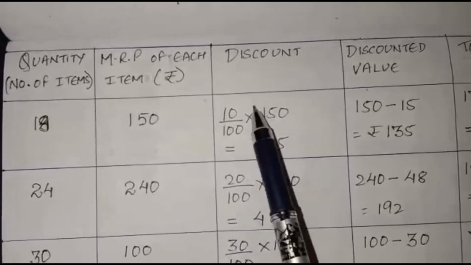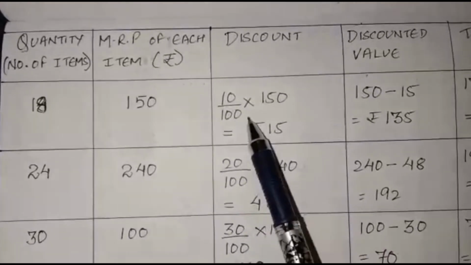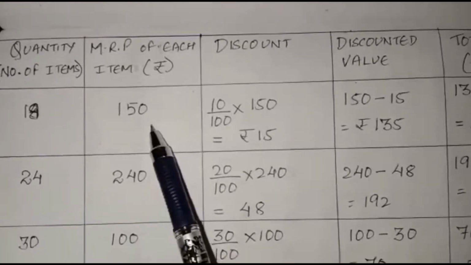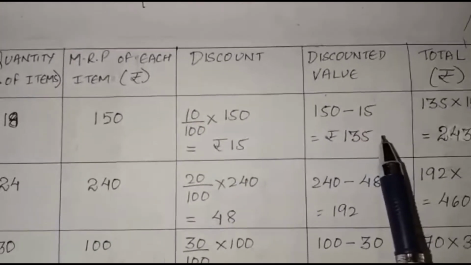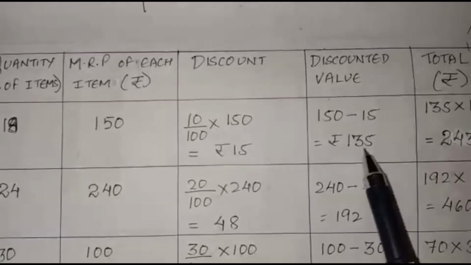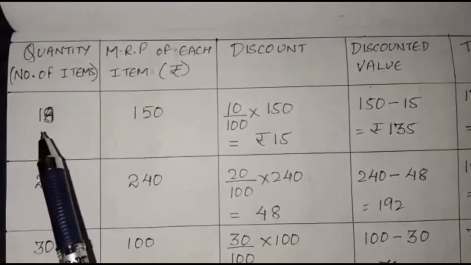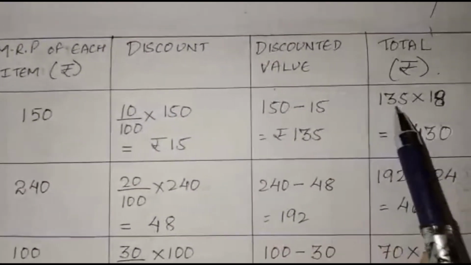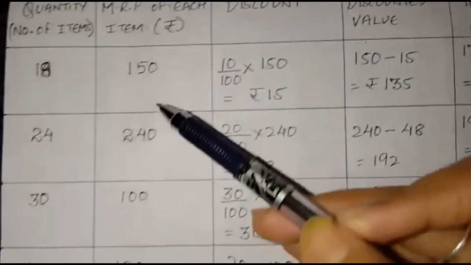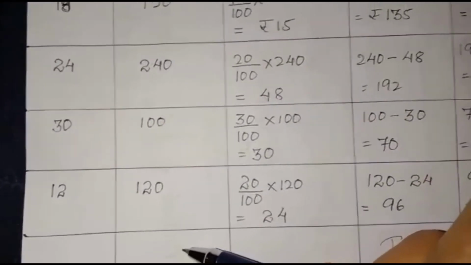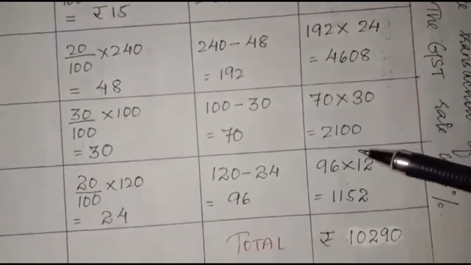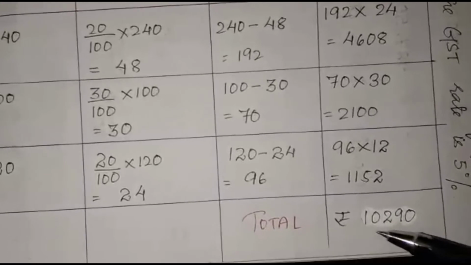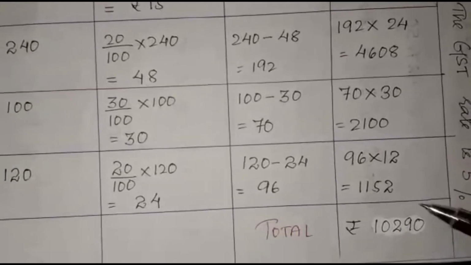Here we need to calculate. Discount 10 by 100 into 150, so you'll get rupees 15. You have to subtract 15 from 150. So after getting the discount, the value will become 135. How many items are there? 18. So you have to find the total cost of 18 items. So 135 into 18. Similarly you have to do this for the other items also. Then your calculation is done. Now you have to find the total. Add these four values, you will get 10,290. So this is the total.